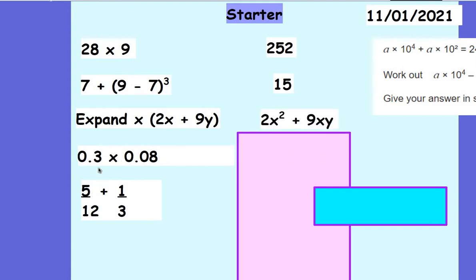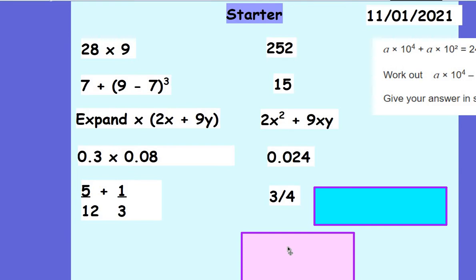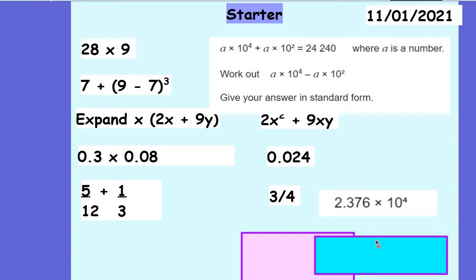For the next one, you'd have done 3 times 8 and then divided that by 1,000 to give you 0.024. And if you added together those two fractions, you'll have got 3/4. For my extension question, working out your answer in standard form would give you 2.376 times 10 to the power 4. Well done if you got that right.